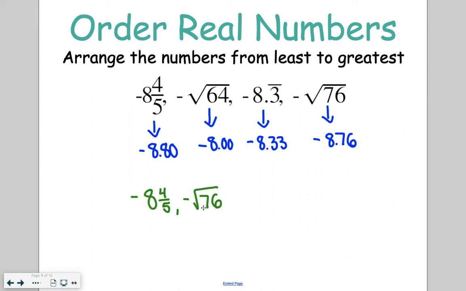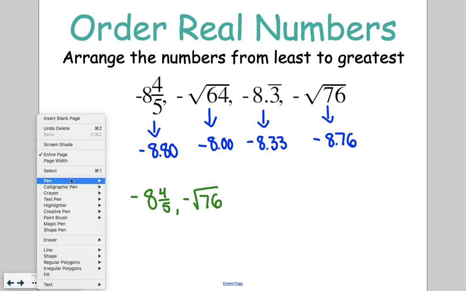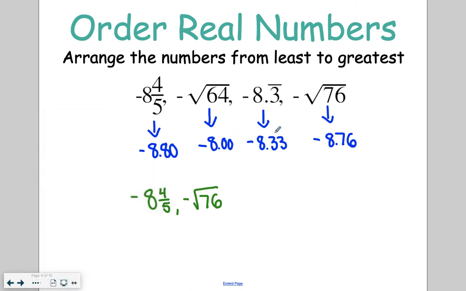So you've got the negative square root of 76, and then we're going to go ahead and continue looking for our next smallest one, or our next biggest one, excuse me, which is going to be -8.3 repeating. Unfortunately, you can't type the repeating symbol into Edpuzzle, so you're just going to have to type it in.